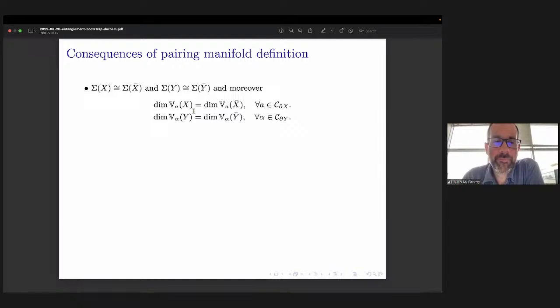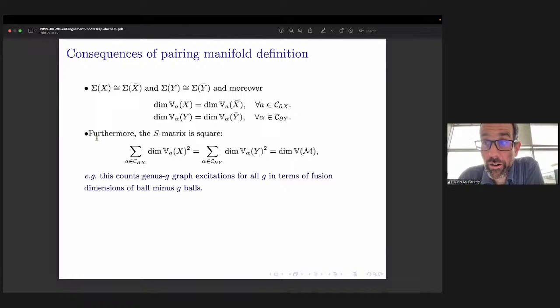The second statement can be interpreted as the statement that the X matrix is square. It says that some weighted sum of the dimensions of the fusion spaces associated with X is equal to the corresponding sum for Y. And the reason they're equal is because they're both equal to the number of ground states on the closed manifold. One consequence of this fact is that it counts these graph excitations for arbitrary number of segments of the graph in terms of the fusion spaces of this ball minus G balls, which, for example, for the quantum double, there was some complicated formula for in terms of sizes of stabilizer groups, some average over stabilizer groups. So that's a nice application of this formalism.